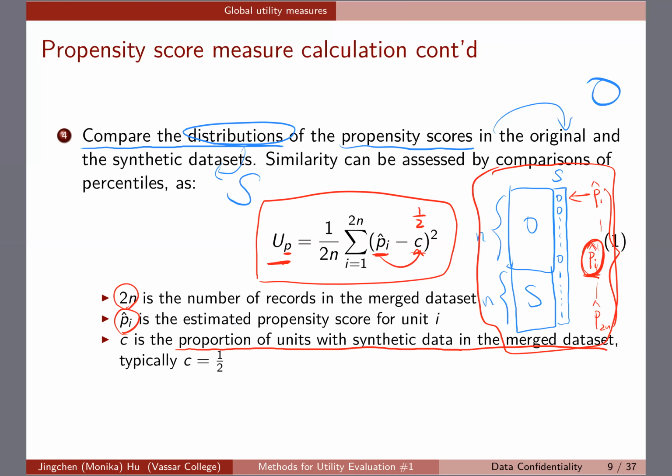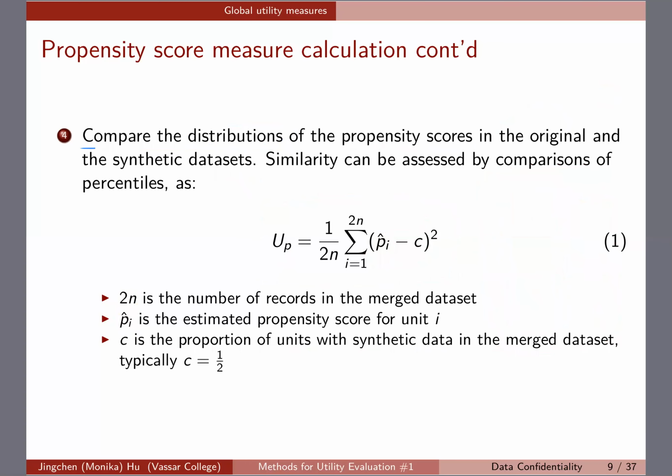On the other extreme, if the two sets are very different from each other, then p hat will be either very close to 1 or very close to 0. If you think of a particular record, it's either very likely to be in the synthetic data set or very unlikely to be in the synthetic data set. So p hat will be either close to 0 or close to 1. That will give you a p hat minus 1/2 close to 1/2. And you take the square, you take the average. So the U_P estimate is close to 1/4, because it's 1/2 squared, and the worse the utility, because the bigger the difference between the two data sets. So that's the gist of what you do.